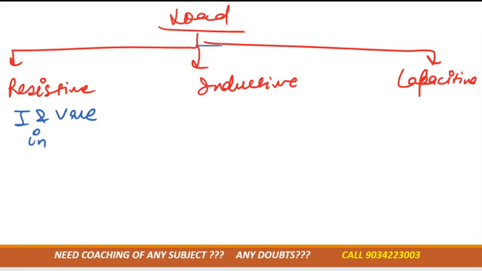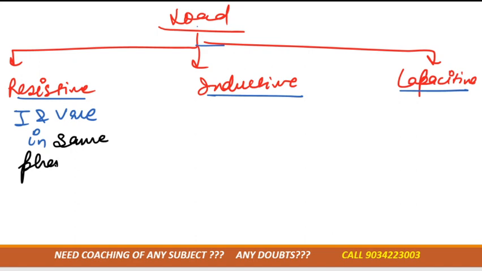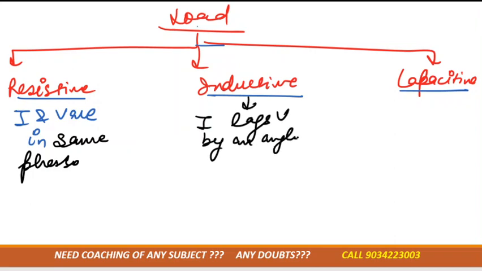There are three types of load. One is the resistive load, another is the inductive load, and another is the capacitive load, right? In the resistive load, current and voltage are in the same phase. In the case of inductive load, current lags voltage by an angle phi. In the case of capacitive load, current leads voltage by an angle phi.